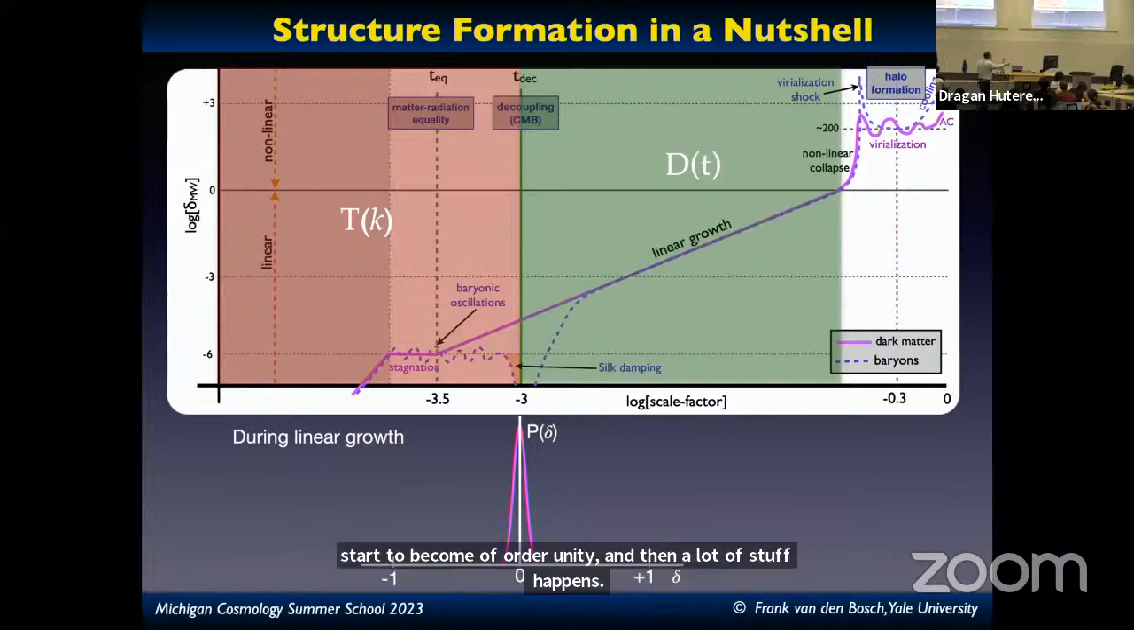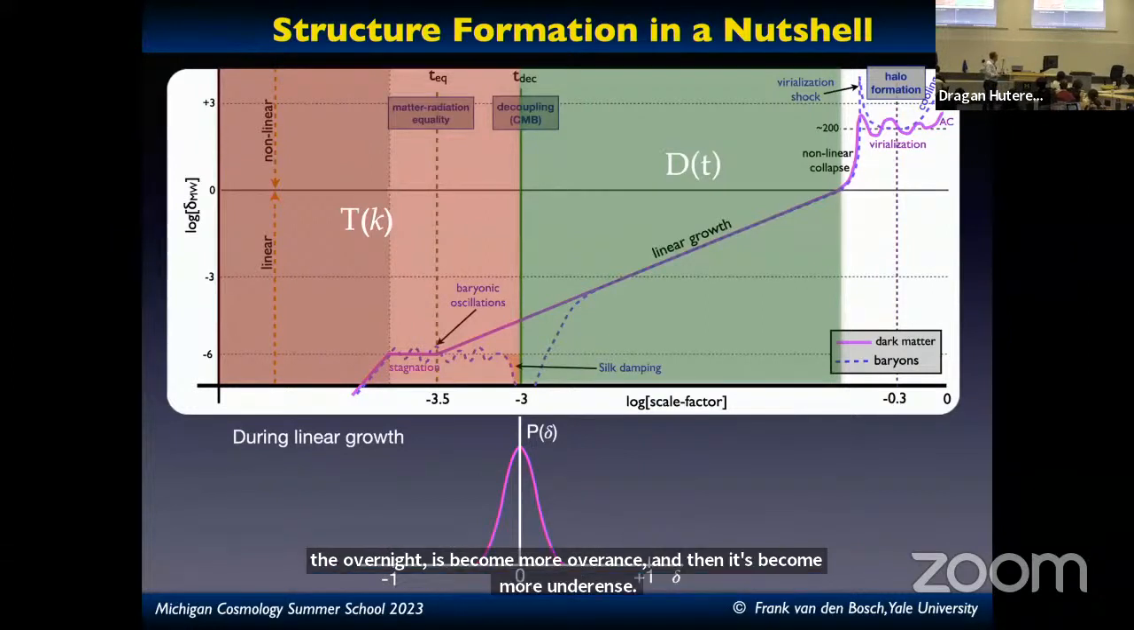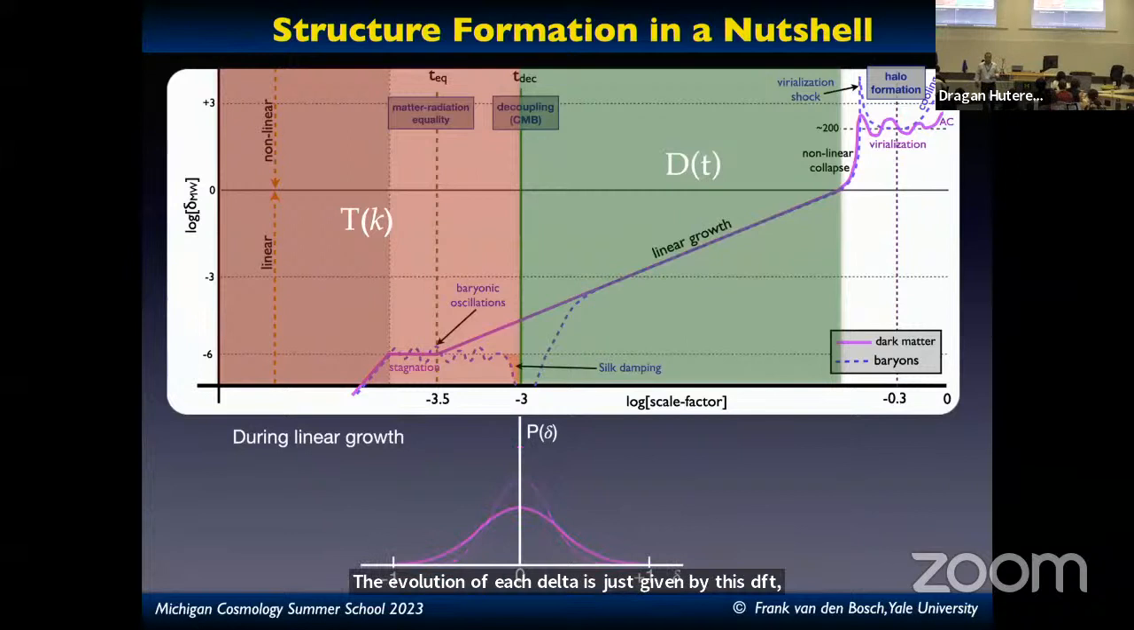But first, let me tell you what happens to this probability distribution, P of delta. Okay. So it's a Gaussian. And initially, the variance is very, very small. The variance is about 10 to the minus 5, just about the time of recombination. And what happens over time is the distribution gets broader. The overdensities become more overdense, the underdensities become more underdense. The evolution of each delta is just given by this D of t. So it continues, and it continues. The variance in the density field increases over time according to the linear growth rate.